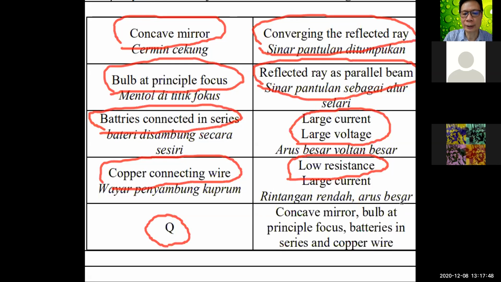The bulb is positioned at the principal focus. Batteries are arranged in series, and copper wire used as connecting wire like that, to get the last mark. So altogether 10. Okay, 1, 2, 3, 4, 5, 6, 7, 8, 9, 10. Okay, understand now? Please take down the answer.